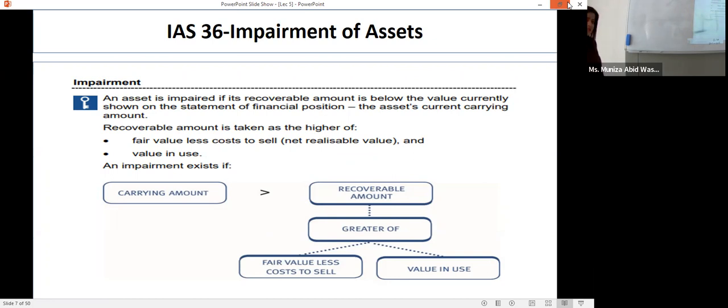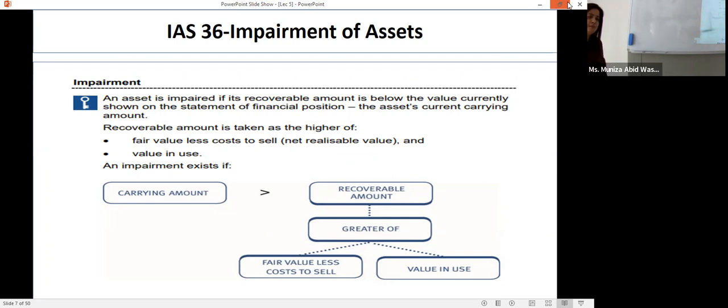What is the value at which the assets are shown in the SOFP? The asset's current carrying amount. So if at any point you see that there are indicators that your carrying value can be more than the recoverable amount, it means that impairment has occurred. So recoverable amount is taken as the higher of fair value less cost to sell, which is NRV, net realizable value. Fair value less cost to sell is also known as NRV.